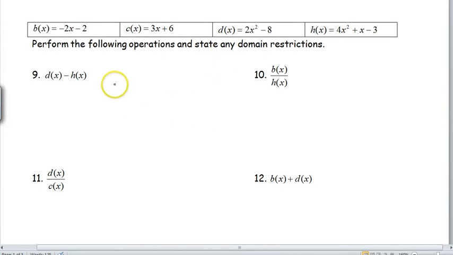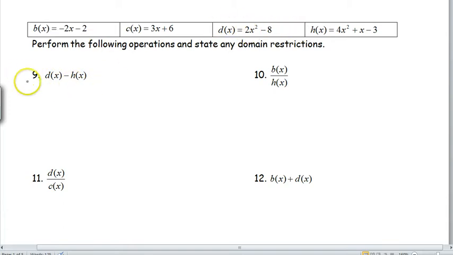Okay, new set of functions. Subtraction. Be careful when you're doing subtraction. The main mistake that children make with subtraction is they forget to distribute the negative sign. We're going to have to distribute the negative sign. So here we go. Function D minus function H.